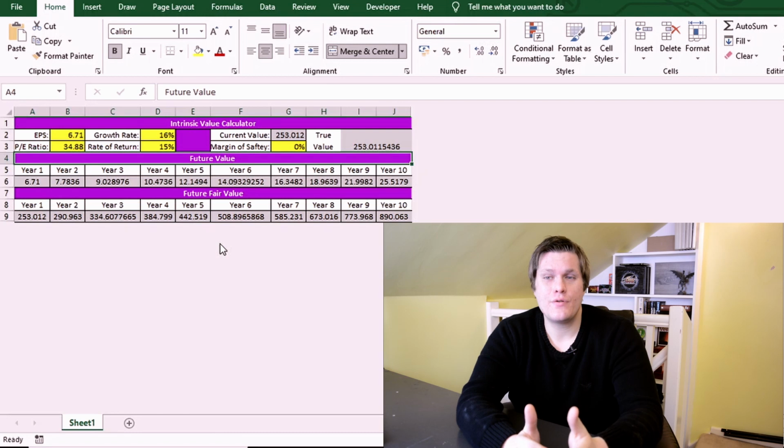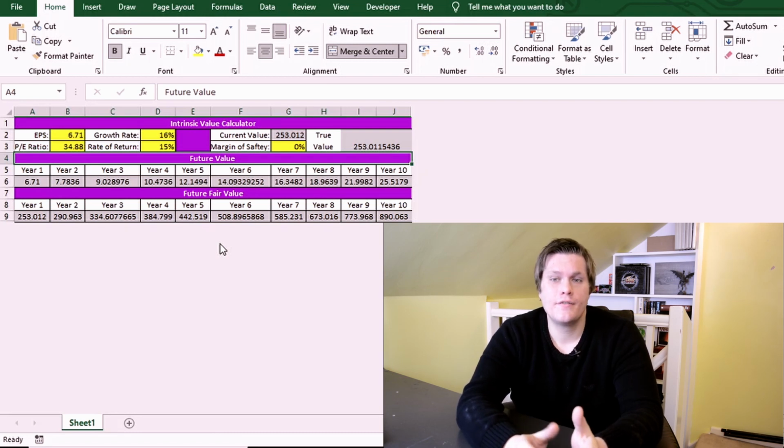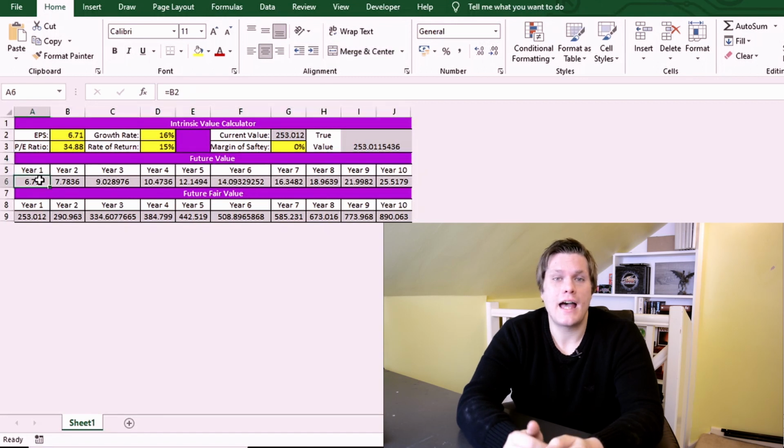What this is actually doing is using the earnings per share and the growth rate that we've provided to work out the future earnings per share. If we wanted to do this manually, what we'd be doing is looking to add the 16% growth rate each year to the original company's EPS. And in this case, if we did it manually, it would show that the future EPS is 25.5.